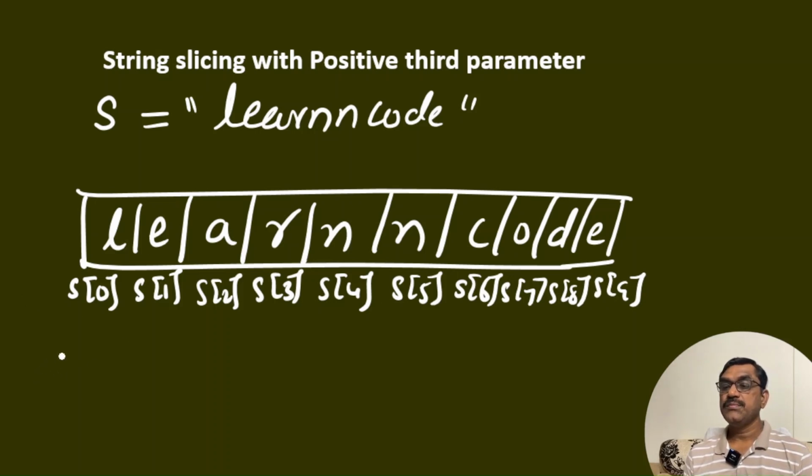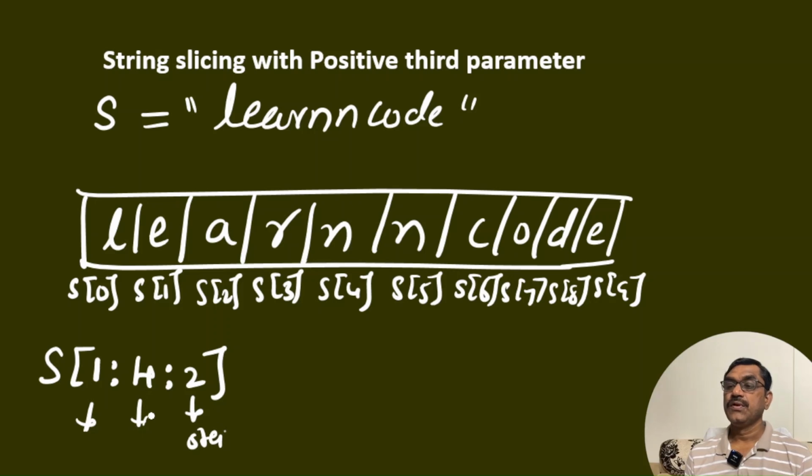Now, take an example that S of 1 colon 4 colon 2. Here I am mentioning the starting index, end index, and also the step value. What is the meaning of this? See, when you mention like this, first we are taking the starting index 1. We are starting from this index 1. Now end index is 4. That means we are going to take up to 4 minus 1, S of 3. We are starting from S of 1 and we are moving up to S of 3.